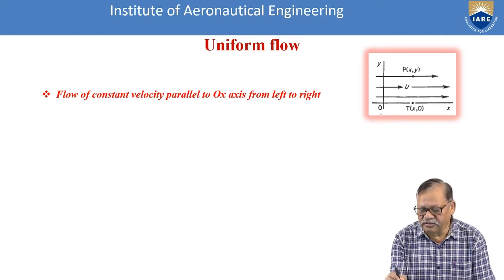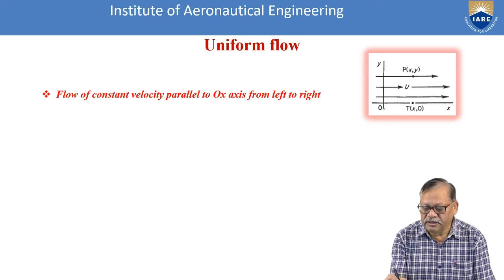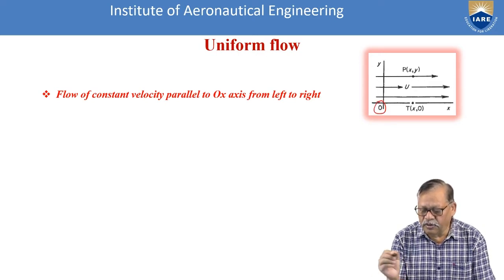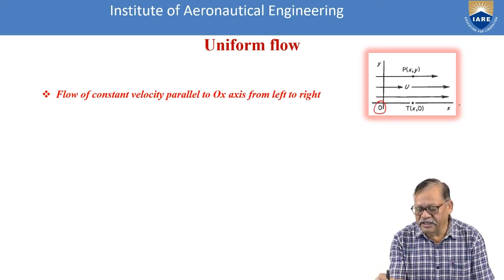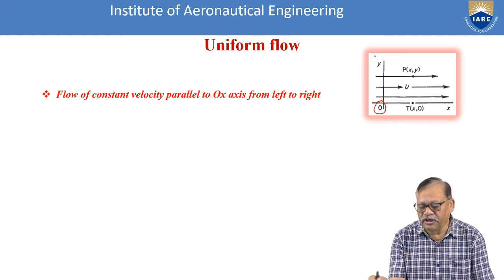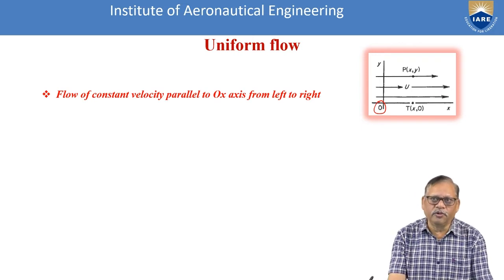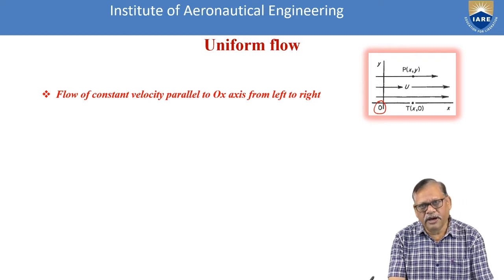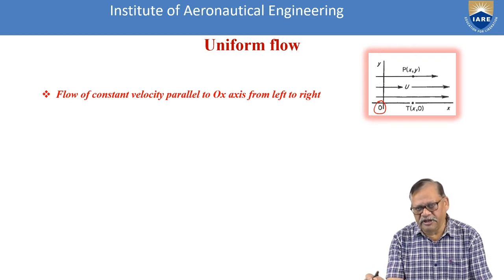That means we take a coordinate system where O is the origin, x is one axis and y is another axis. In case the flow is coming parallel to the x-axis, we can say this is the uniform flow parallel to the OX axis and coming from left to right. That means it is positive, right? That we have to consider as positive.